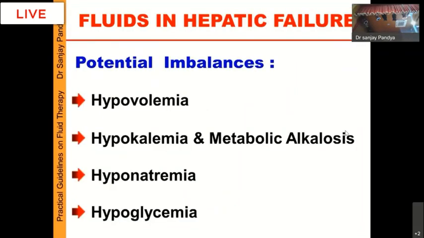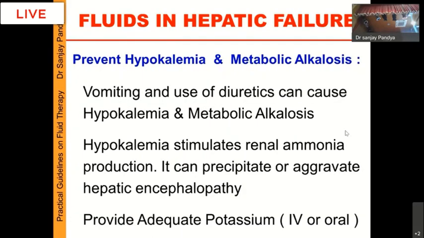In patients with hepatic failure, potential imbalances. See, patients are likely to have vomiting. So there are chances of imbalances. A patient with cirrhosis may be on diuretics, so may land up with some pre-existing electrolyte disturbances. So hypovolemia, hypokalemia, vomiting linked to metabolic alkalosis, hyponatremia, and all of us know that hypoglycemia is very, very important. So we need to see that underlying problems should be addressed, and vomiting and use of diuretics are the culprits.